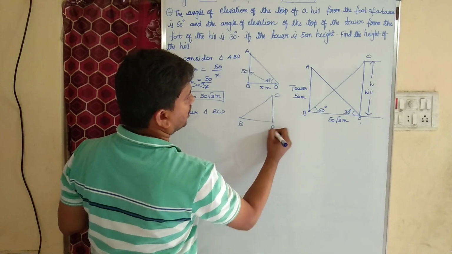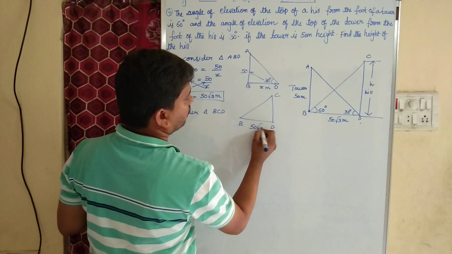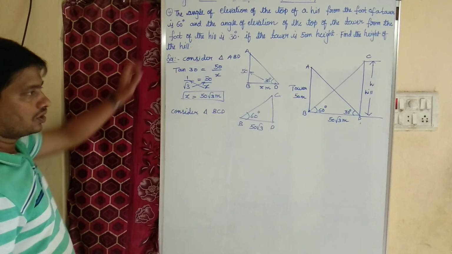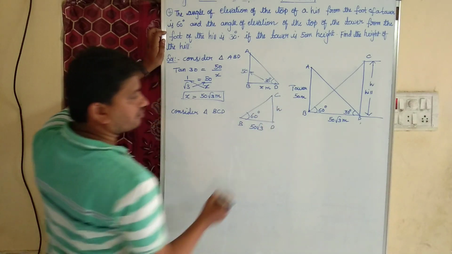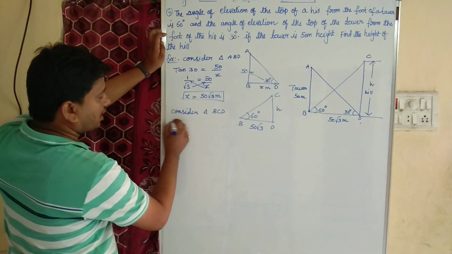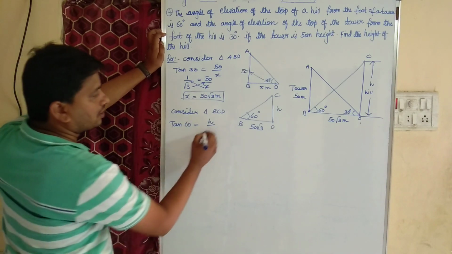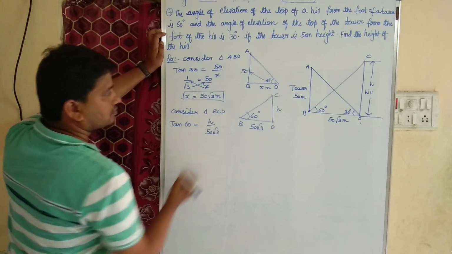B, C, D. What is BD, children? 50 root 3, and the angle of elevation is 60 degrees. Okay, and CD is what? Height of the hill. Again I need to use the tan ratio only. Tan 60 equals opposite, which is the height of the hill, over adjacent, which is 50 root 3.